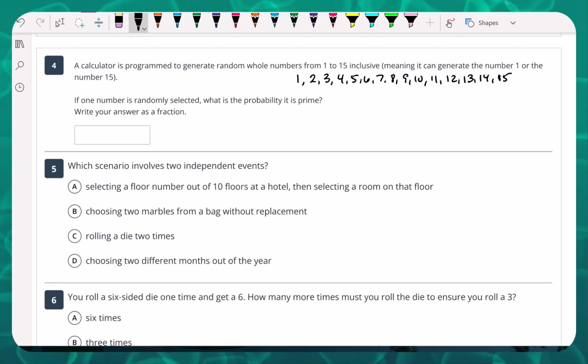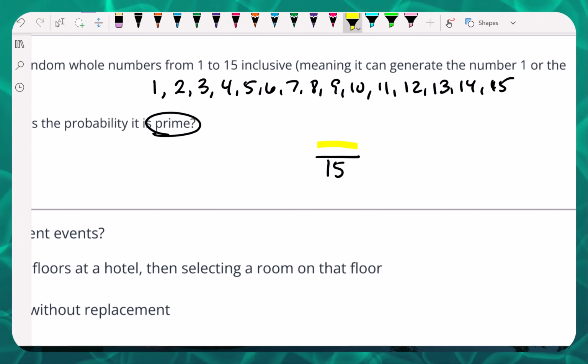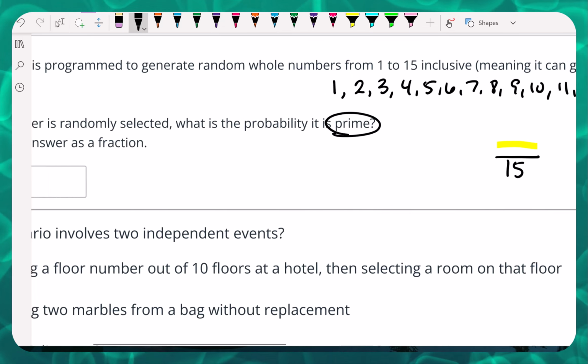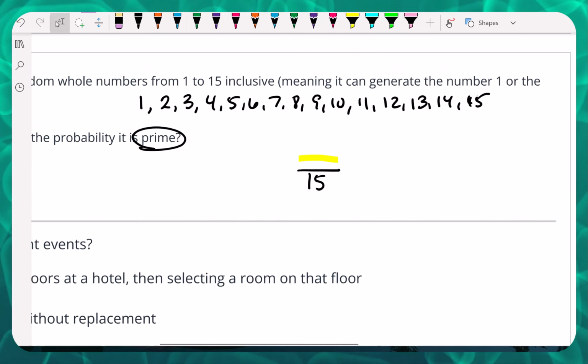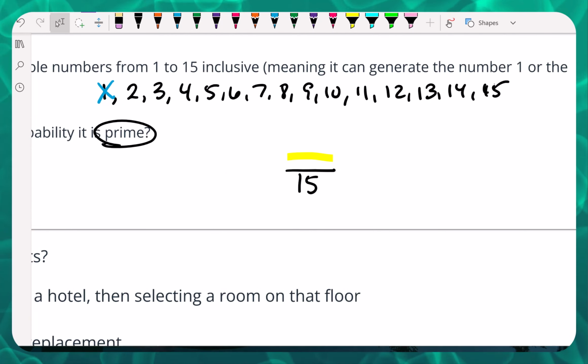Okay, now you have to figure out the probability of selecting one of these numbers that's prime. Now I know it's going to be out of 15, but I need to count how many prime numbers I have. So how many are prime? Prime is going to be any number that has only 2 factors, and 0 and 1 do not count. So I'm going to immediately get rid of 1. So anything that has more than 2 factors, I'm going to mark out. Those are called composite numbers.